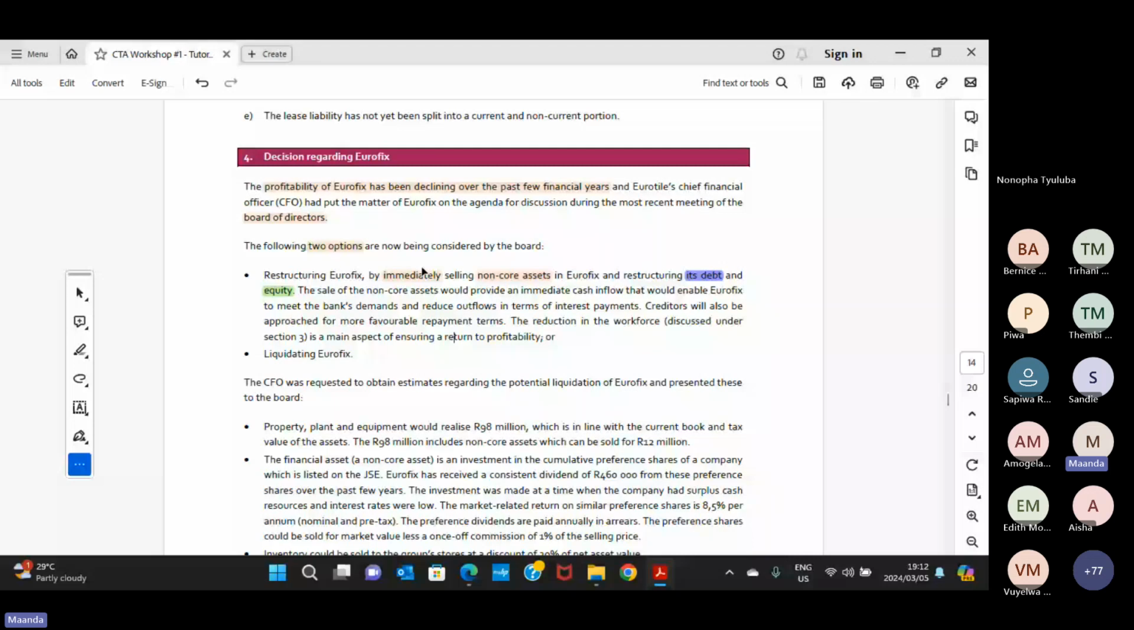Then I'm being told that the second thing will be restructuring its debt. I stop there. What does it mean when we say we are restructuring debt? Anyone else, go for it. Or what are some of the things that you can consider when you say you are restructuring debt? I have debt that I need to pay, and now I'm saying I'm going to restructure this debt. What does it mean?